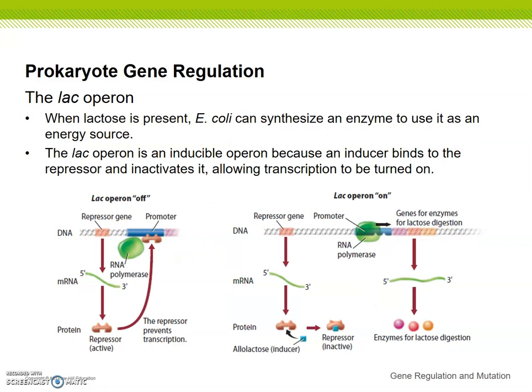We also have what's called the lac operon. When lactose is present, E. coli can synthesize an enzyme to use it as an energy source. The lac operon is an inducible operon because an inducer binds to the repressor and inactivates it, which allows transcription to be turned on. So this picture represents a lac operon in the off position. This picture represents a lac operon in the on position.